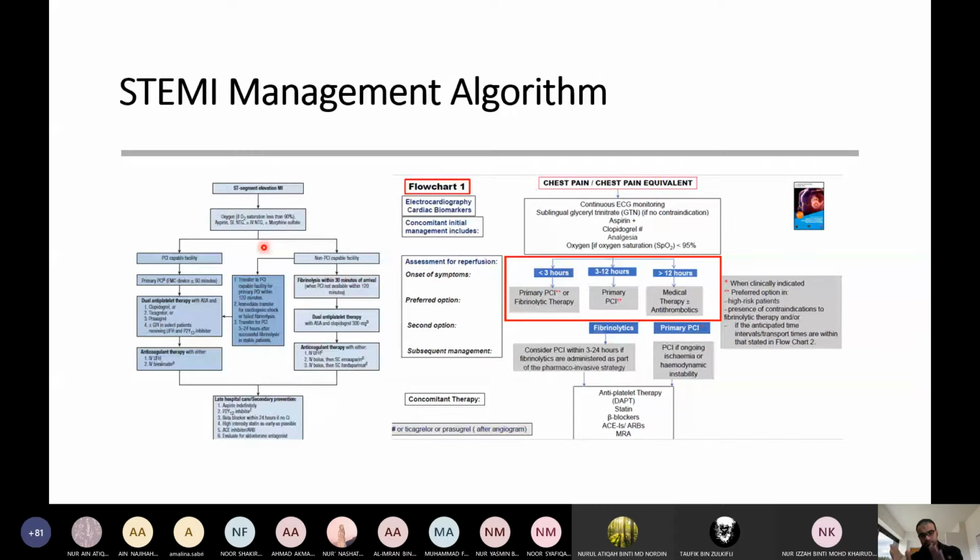On the other side, non-PCI facility means the primary PCI cannot be done. So the fibrinolysis has to be conducted within 30 minutes of the arrival. The dual antiplatelet is there, the aspirin, clopidogrel, and the anticoagulant options here in the non-PCI. The fibrinolytic therapy has to be administered. You can see enoxaparin and fondaparinux here, not in the PCI pathway, no enoxaparin, no fondaparinux. And then the late hospital management is exactly the same.